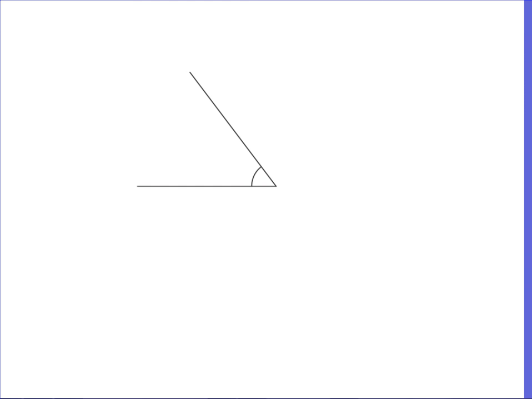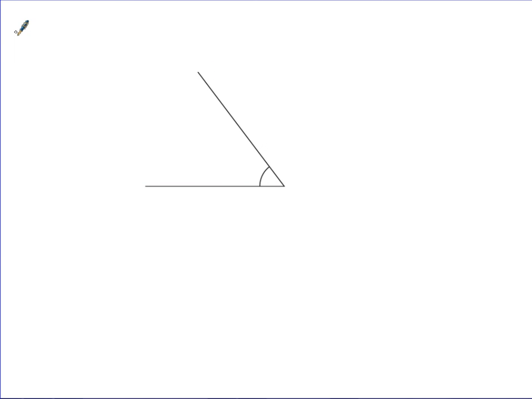Question 4, what type of angle is this? Well, it's less than 90 degrees, so it's acute, cute and tiny. It's less than 90, it's acute. A little rhyme there to remember. So acute, because it's less than 90 degrees.